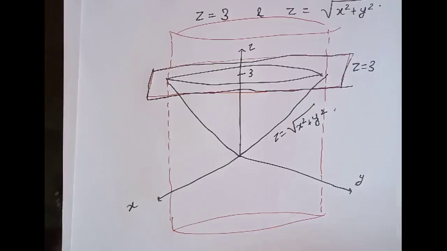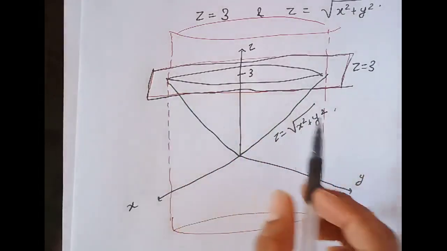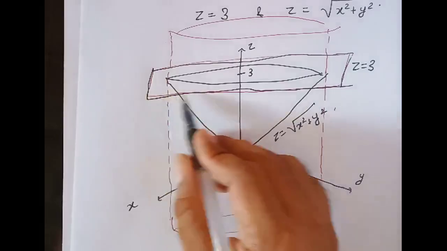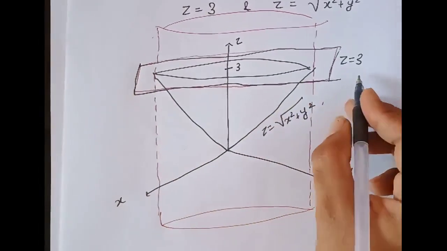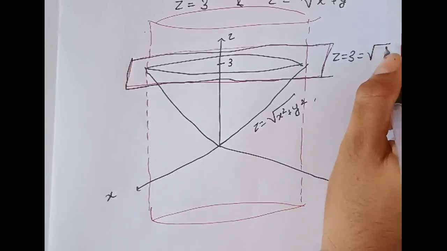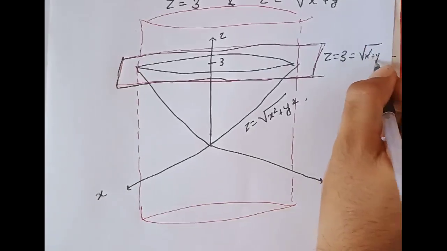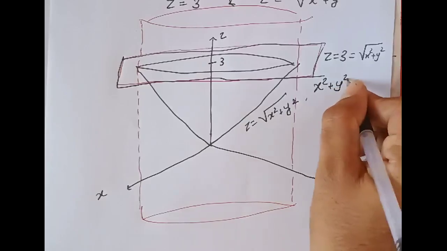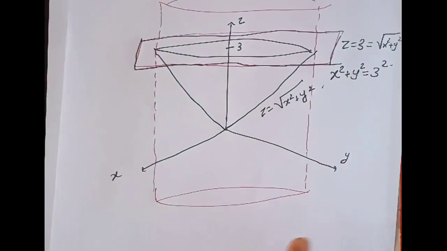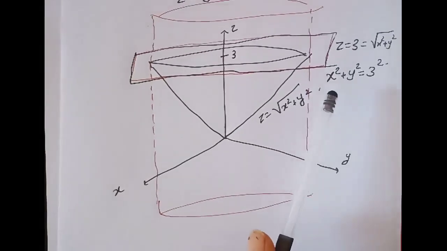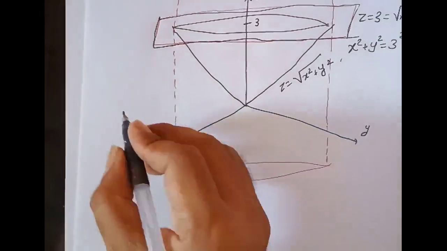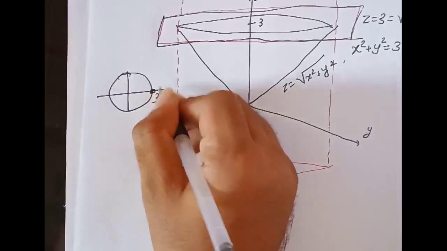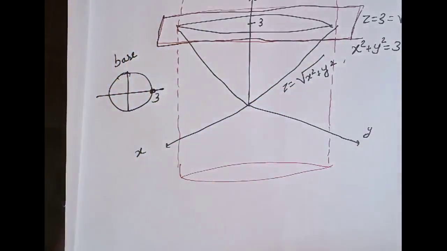All right, so for determining the radius of this cylinder, we will check where the plane and the cone intersect. So if I put z is equal to 3, that is also equal to square root of x square plus y square. That means my x square plus y square is actually 3 square. So this cylinder which I am taking will have a base like a circle, and the base is a circle with radius 3. This is the base of the cylinder which I will consider.